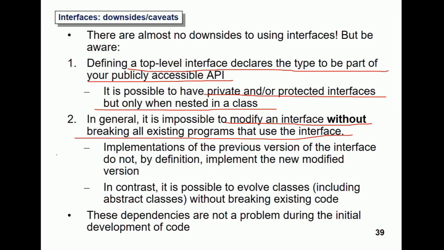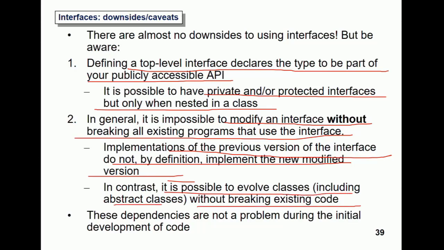So in general, if implemented correctly, it's impossible to modify an interface without breaking all existing programs that use the interface. Implementations of the previous version of the interface do not, by definition, implement the new modified version. In contrast, it is possible to evolve classes, including abstract classes, without breaking existing code. So these dependencies are not a problem during the initial development of code, obviously. So we're talking about post-production.